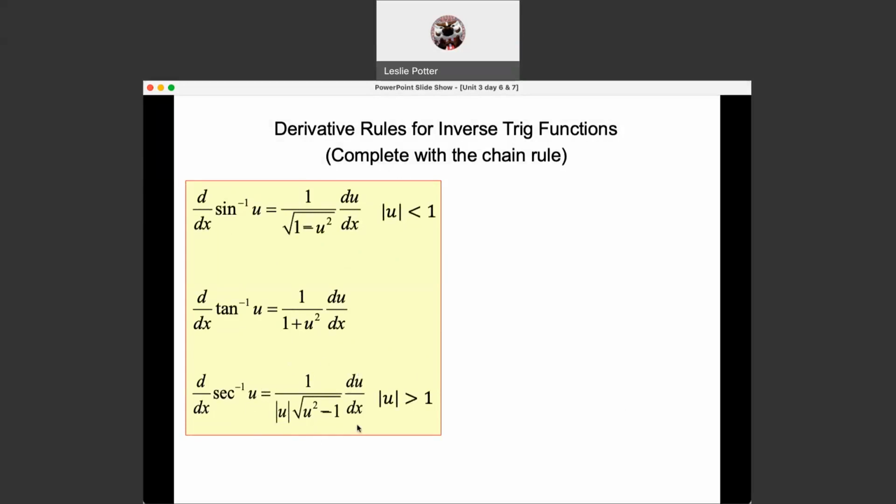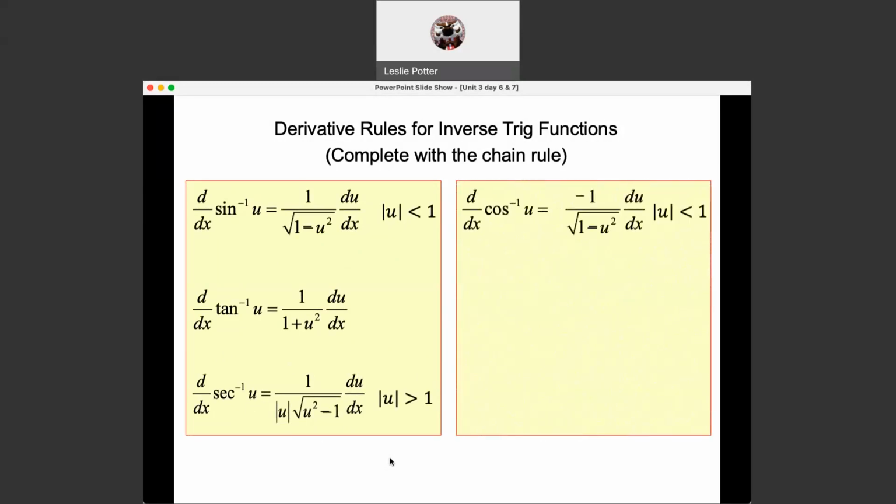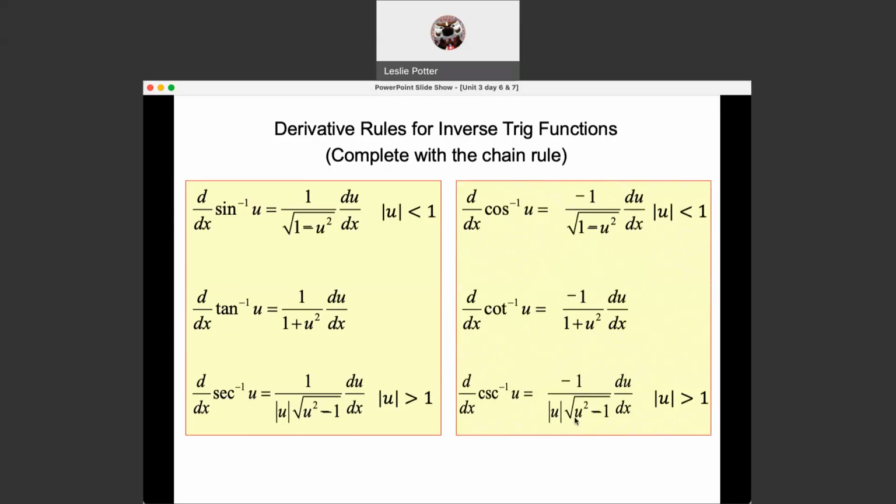The nice thing is that we rarely use the inverse secant, so don't worry yourself too much about trying to remember that. And here are all the cofunctions, right? Cosine is negative. Cotangent looks like tangent, it's just negative. Cosecant looks like secant, it's just negative. Okay, so if you can remember these 3 and remember that the cofunctions are all negatives, then you're good to go.